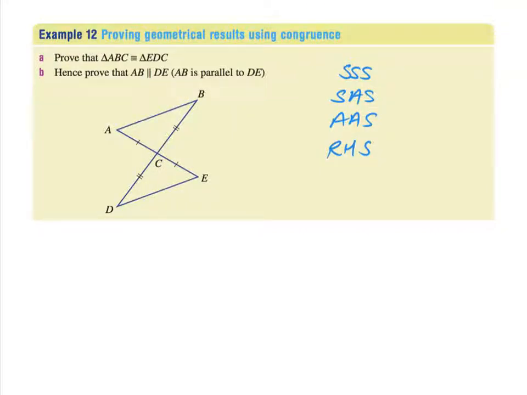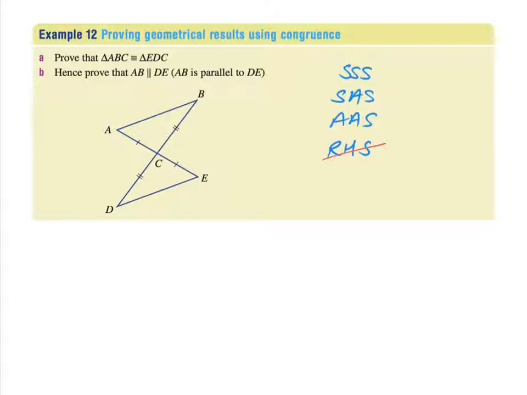In this example, we want to prove that triangle ABC is congruent to triangle EDC. Now, we have to prove it by one of the congruence reasons. So let's just rule out a couple. RHS, right angle hypotenuse side: there's nothing that tells us there's a right angle, hypotenuse or side present, so we can automatically rule that one out there.